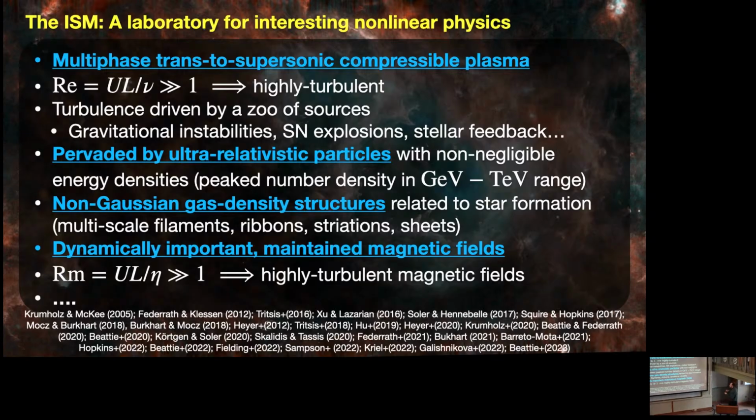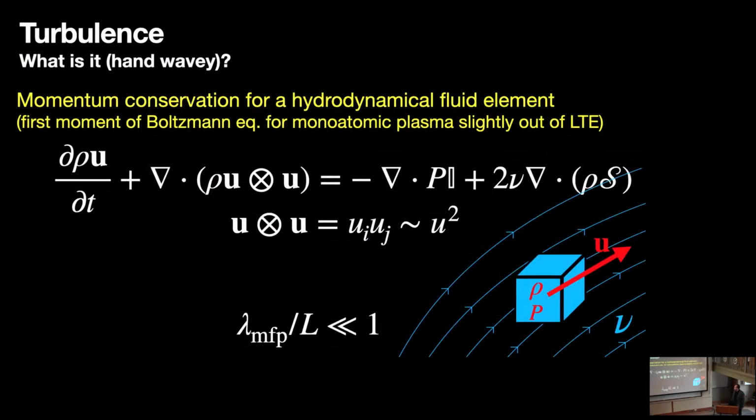These are ribbons, striations, sheets. These are structures that are log-normal, so you take the logarithm of the mass density field and it looks normal, but they're highly non-Gaussian in regular linear space. And it has a dynamically important and maintained magnetic field. Now today, in this first talk, I will not be talking about magnetic fields at all, so this is a bit of a shame. You'll have to come to my luncheon talk to actually discuss magnetic fields with me.